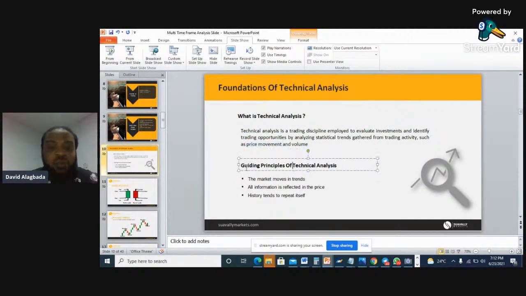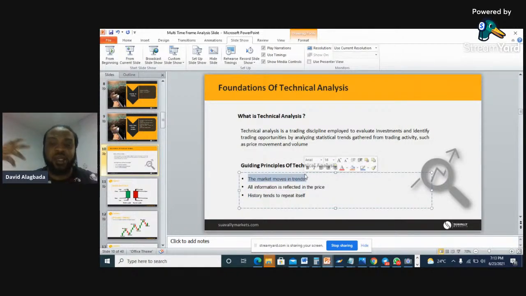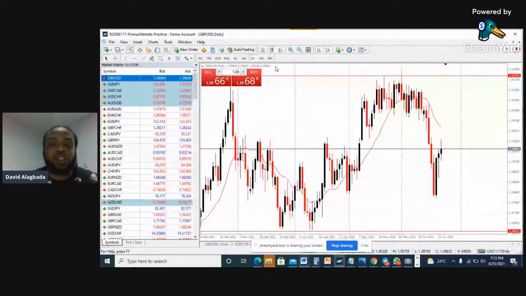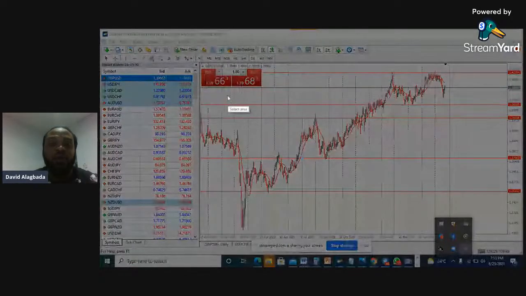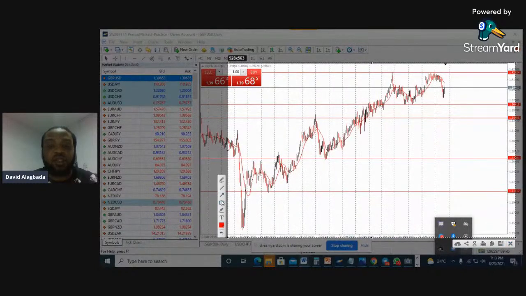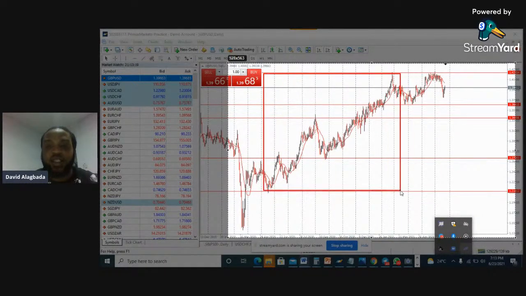And what are the principles of technical analysis? The first principle is that the market moves in trends. Another principle says all information is reflected in the price, and also history tends to repeat itself. What does it mean when the market moves in trends? It means that if you continue to study the behavior of price action, you realize that for stipulated periods of time, the market will move in a certain direction. So if you decided, for instance, to check out this portion of price, just check out this portion of price.